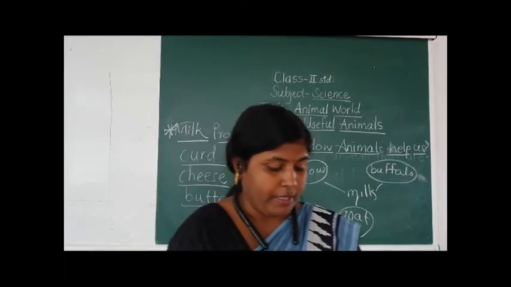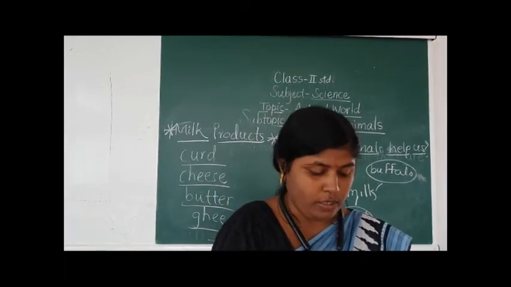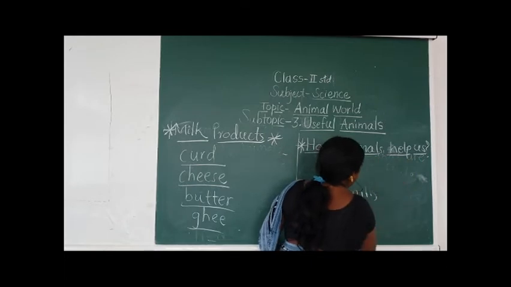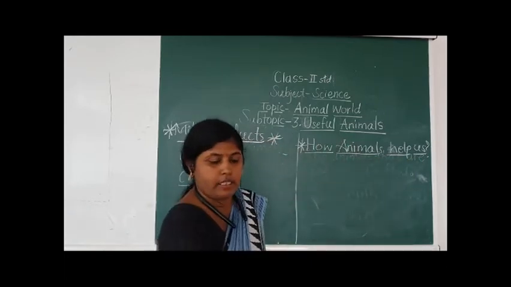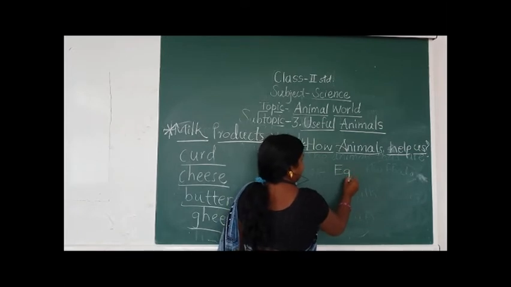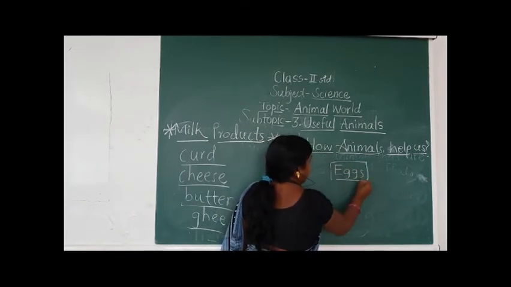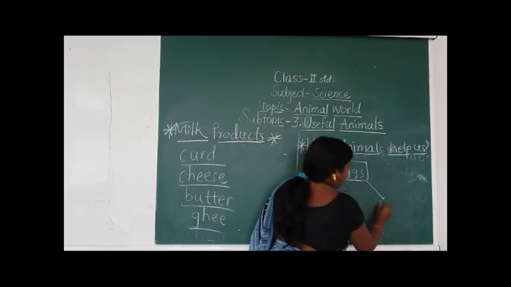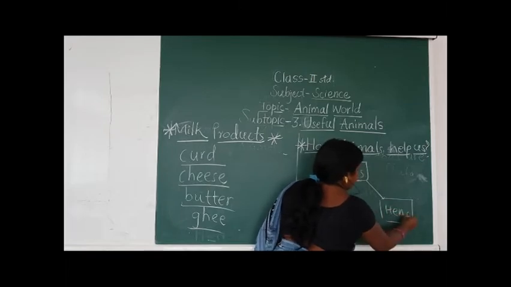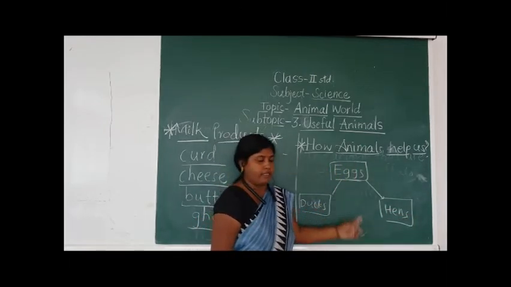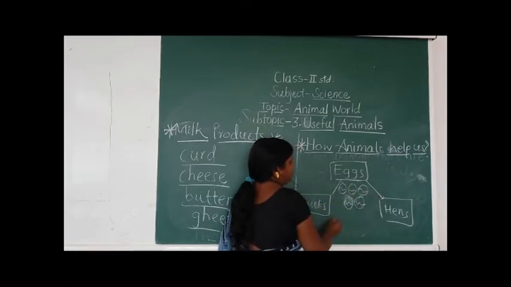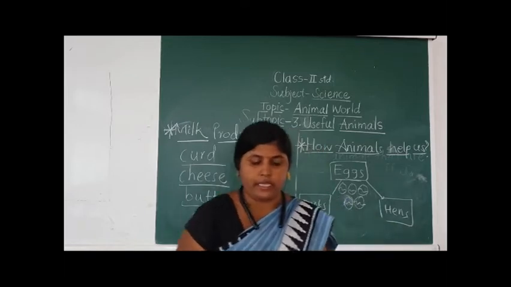Okay. So see. Now birds like duck and hen give us eggs. So from which animal or which birds do we get eggs? So we get the eggs, okay, from duck and from hens. Okay. So from hens and ducks we get the eggs. Okay. I hope you understood. So we get the eggs from the ducks and the hens. I hope you understood this.